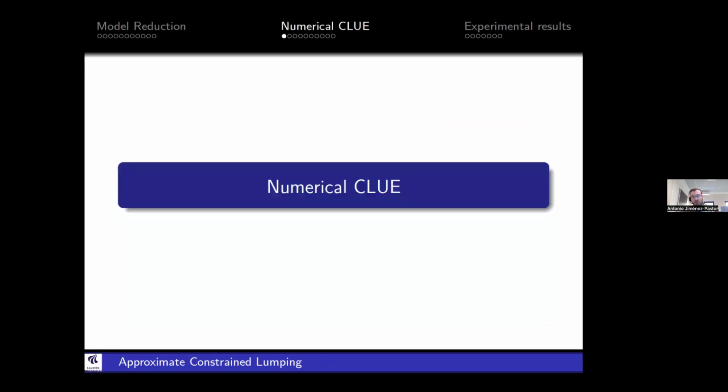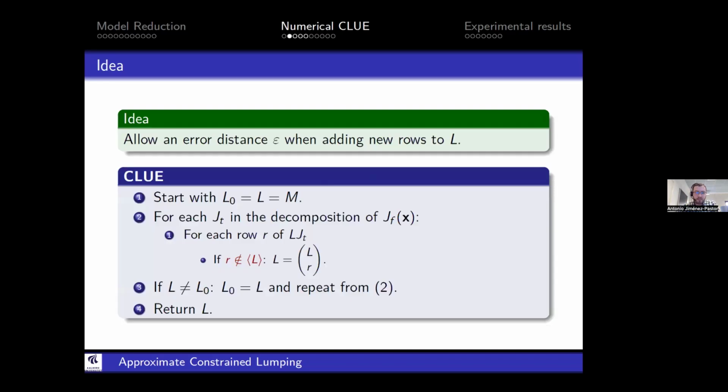So with all of that, let me start with numerical CLUE. The main idea is nothing fancy. As usually whenever you have something numerical, can we just allow a small epsilon error when we add new rows to the lumping? In that way, if you look at the algorithm of CLUE over here, the part where this is done when you add a row into L is just when the row was not spanned by the row space of L, right? So you can change this just to allow this small error.